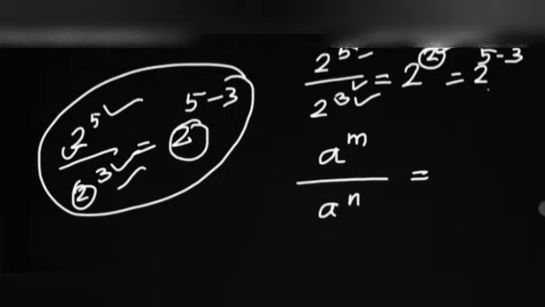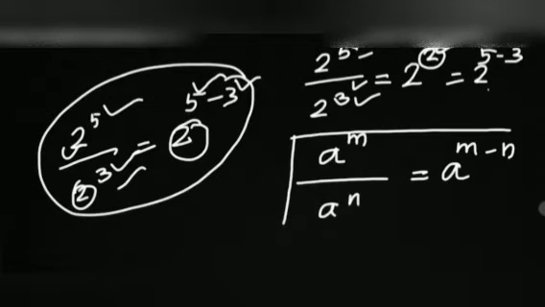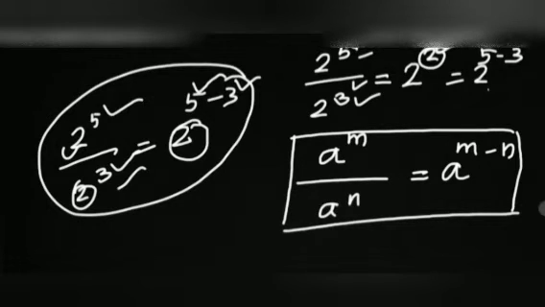Is equal to what? In the place of 2 we write a raised to, instead of this 5 we write m, and instead of this 3 we write n: a raised to m minus n. So a raised to m by a raised to n is equal to a raised to m minus n. This is known as the quotient law of exponents.